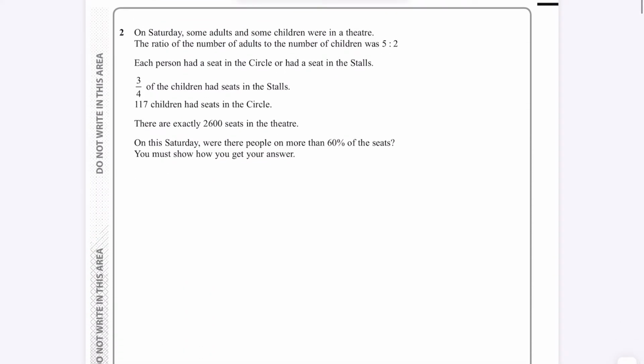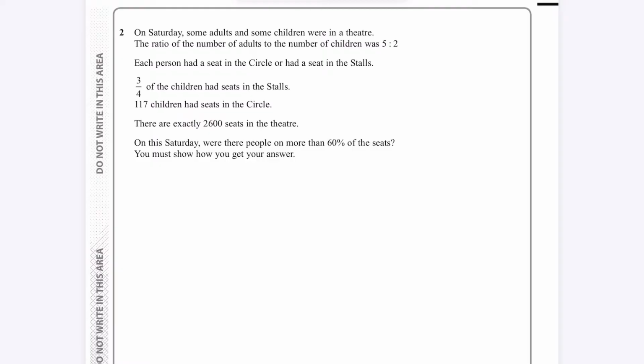On Sunday, some adults and some children were in a theatre. The ratio of the number of adults to the number of children was 5 to 2. Each person had a seat in the circle or a seat in the stalls. 3/4 of the children had seats in the stalls. 117 children had a seat in the circle. There are exactly 2,600 seats in the theatre. On this Sunday, were there people on more than 60% of the seats? You must show your working out.